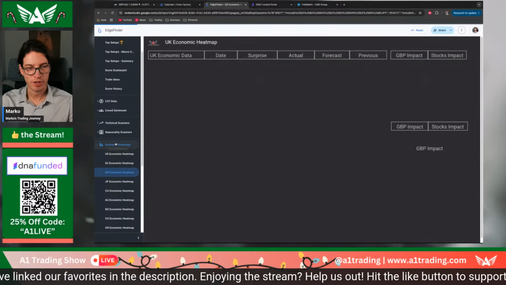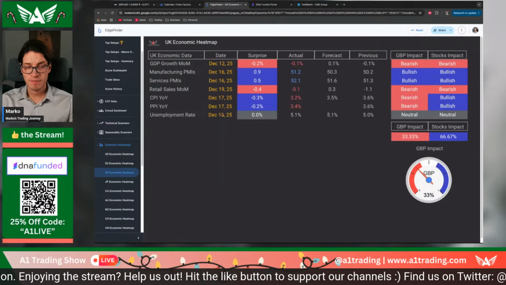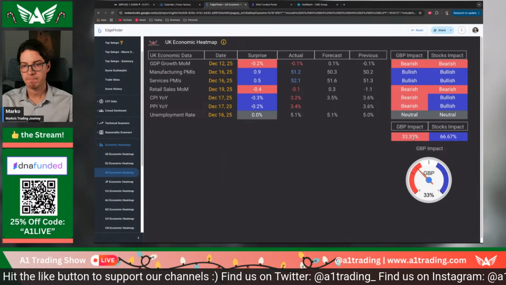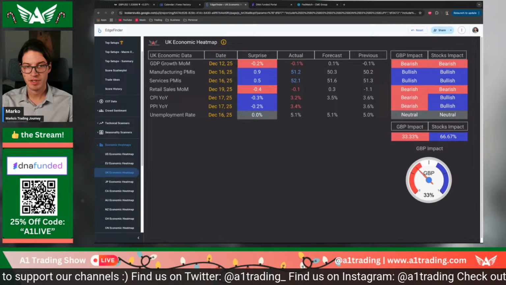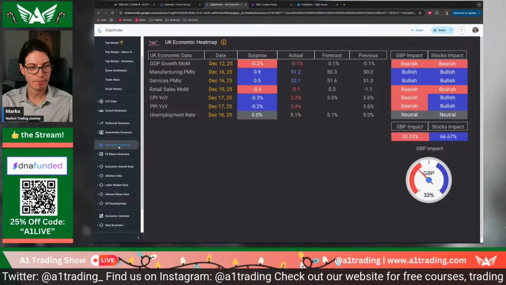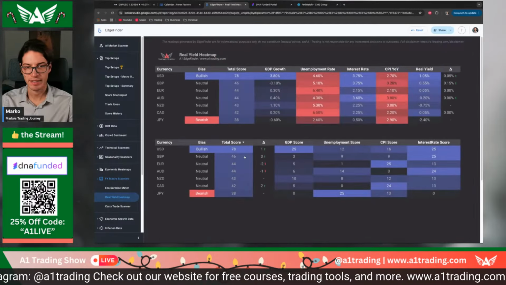We can take a look at the economic heat map for the UK. This is just the short-term data. See, this is fresh data. So we're getting some pretty fresh numbers, mostly bearish. So not looking so good. Then we can look at the real yield heat map.